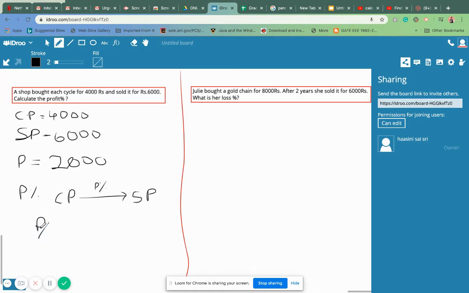If I have to find the profit percent, I am going to write profit percent is equal to the profit, or the change in normal terms, compared to the cost price, which is 4,000. My profit is 2,000. Now I have a fraction with me. This fraction should be changed into a percentage.